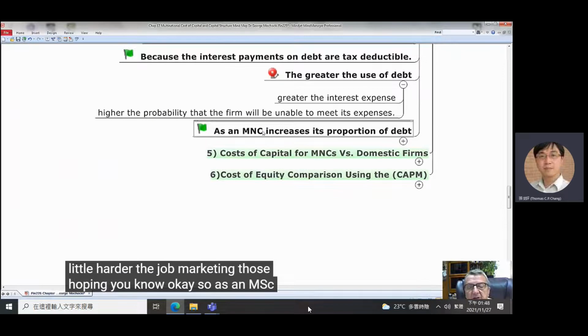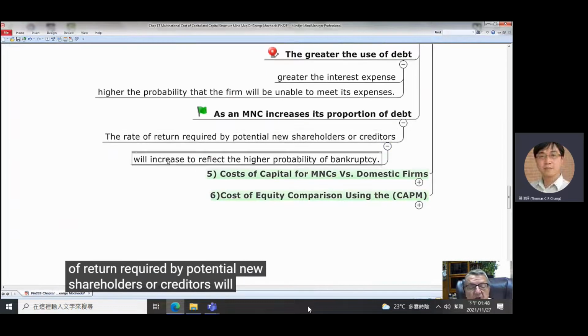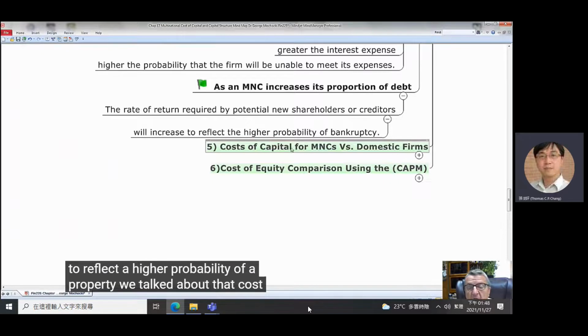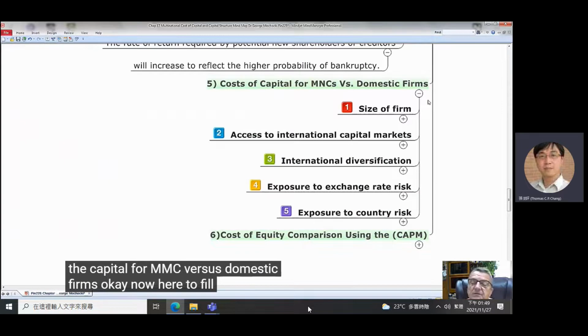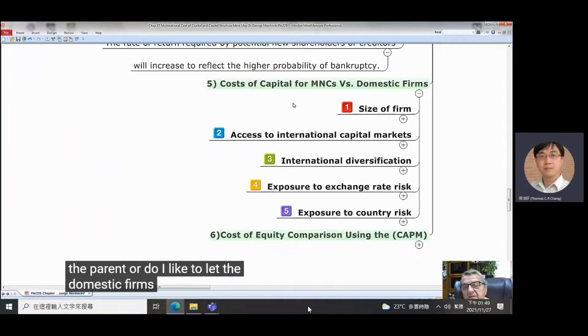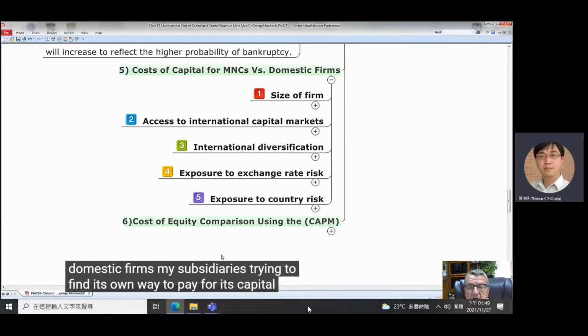Okay, so as an MNC increases the proportion of debt, the rate of return required by potential new shareholders or creditors will increase to reflect the higher probability of bankruptcy. We talked about that. Cost of capital for MNCs versus domestic firms. Okay, now here are the 5 items. So do I pay for it from MNC to parent, or do I let the domestic firms, my subsidiaries, try to find their own way to pay for their capital expenditures? Okay, so I'm looking at the size of the firm.